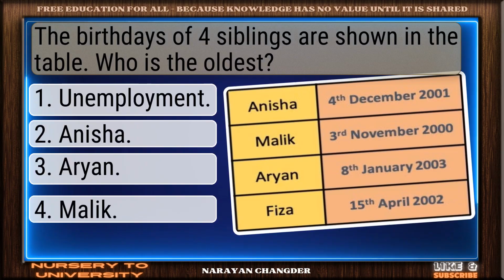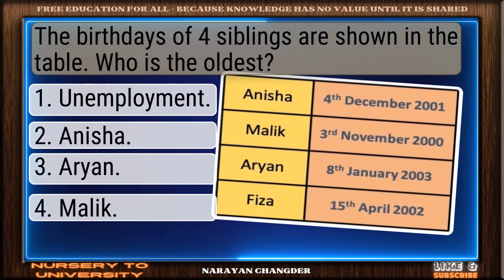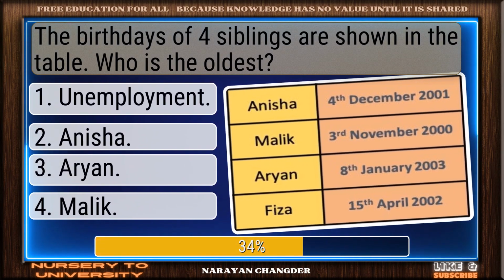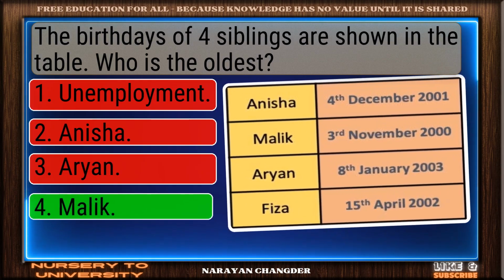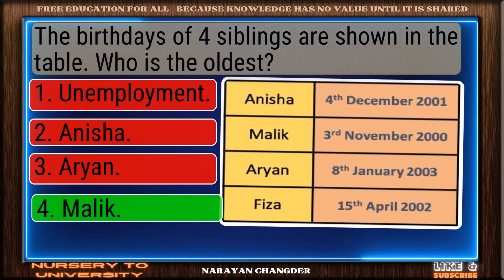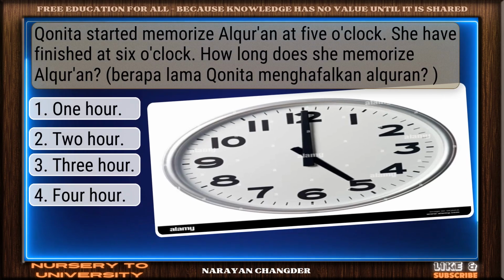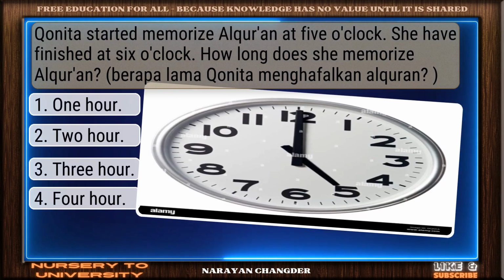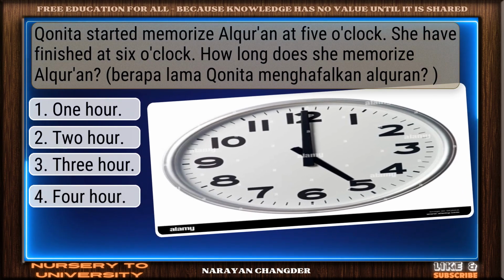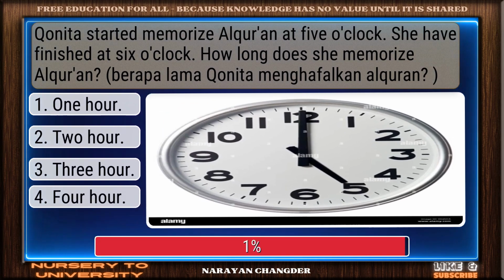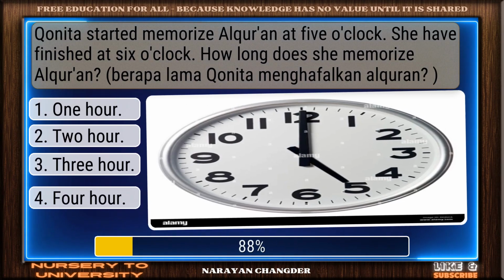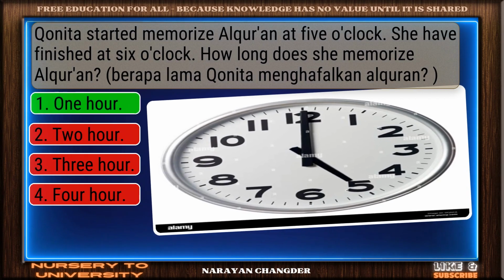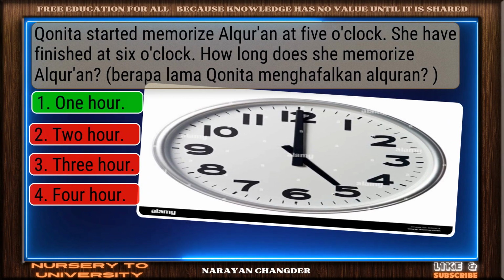The birthdays of 4 siblings are shown in the table. Who is the oldest? Nicely done. Malik is a solid answer. Qanita started to memorize Al-Quran at 5 o'clock. She finished at 6 o'clock. How long did she memorize Al-Quran? Right again. 1 hour is a valid answer.